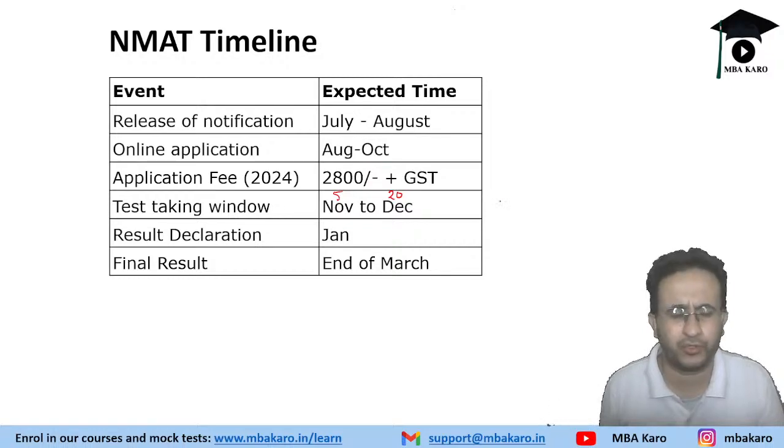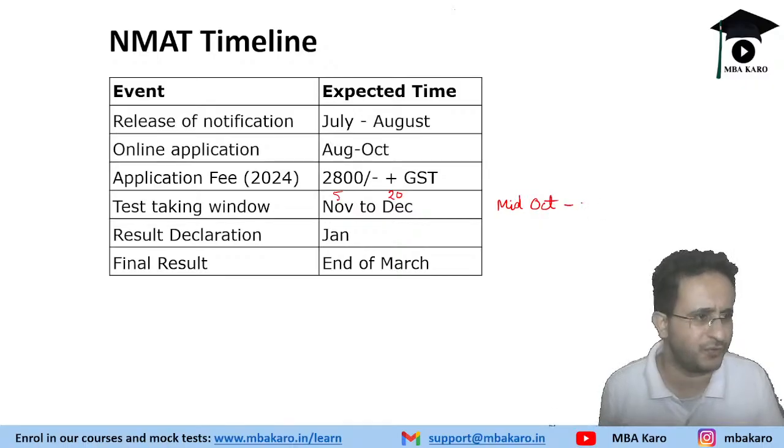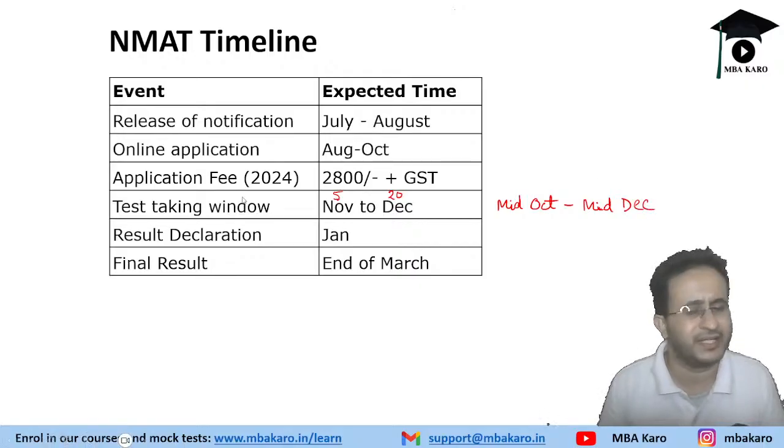Typically, it used to be October to December. Last year, they changed it. Typically, it is mid October to mid December. Maybe they changed it for one year, or you never know whether it will be the same as last year again. So this was the typical window, mid October to mid December. Okay, and results are declared in January.